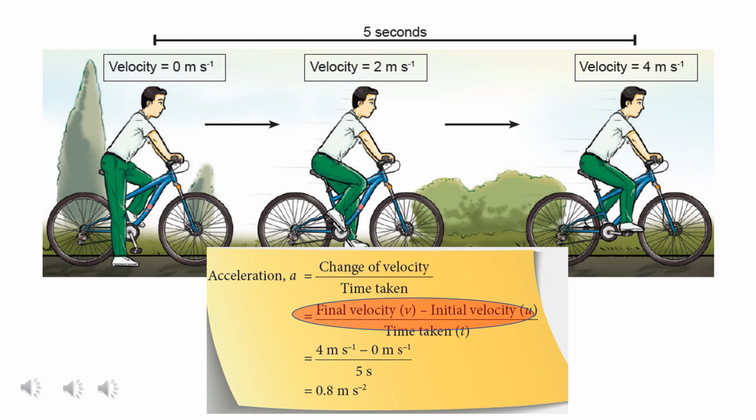If the brakes are applied, the bicycle will slow down and the velocity of the bicycle will decrease. This situation shows that the bicycle experiences deceleration.